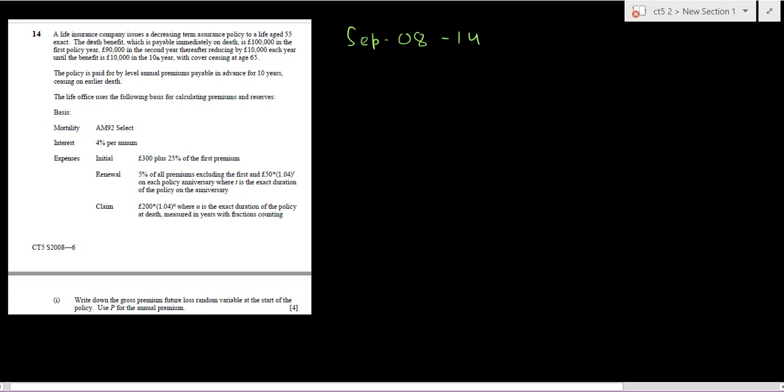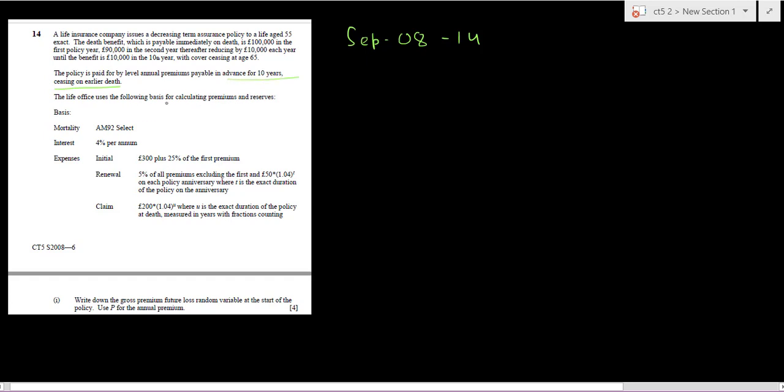A life insurance company issues a decreasing term assurance policy to a life age 55 exact. The death benefit, which is payable immediately on death, is 100,000 in the first policy year, and then it keeps on reducing by 10,000 every year. In the last year, the 10th year, it is 10,000. The policy is paid by level annual premiums payable in advance for 10 years, or ceasing on earlier death. So that would mean that it's a temporary annuity.